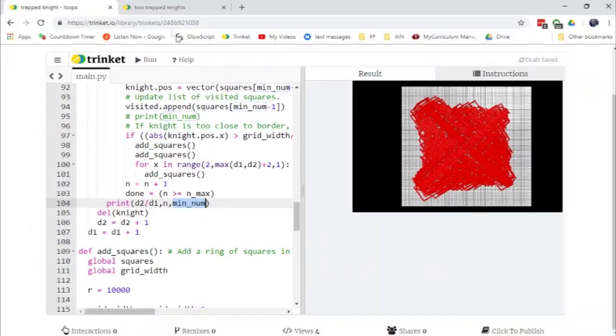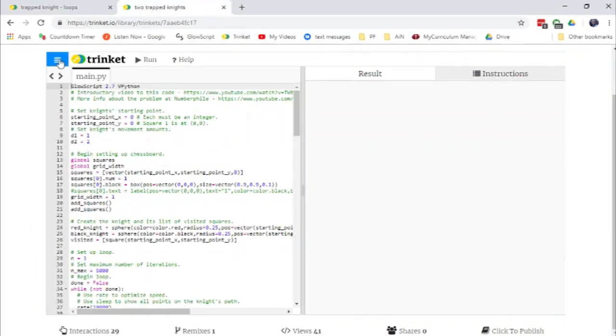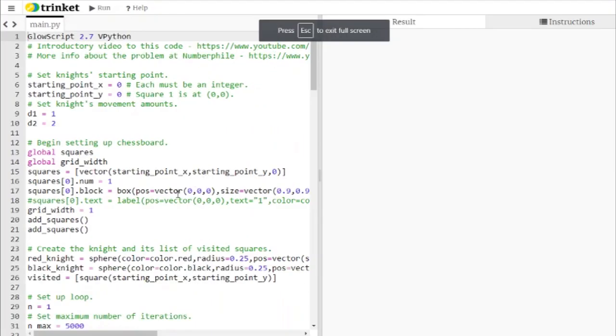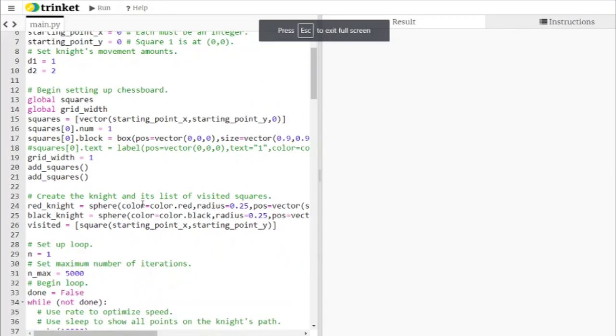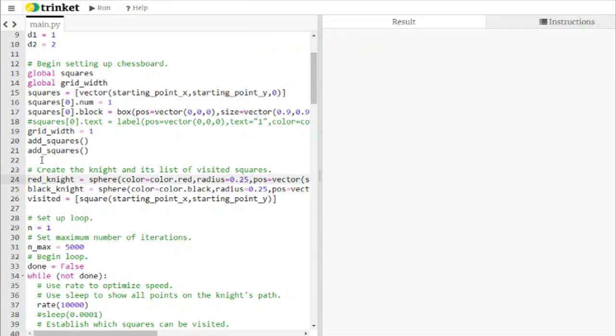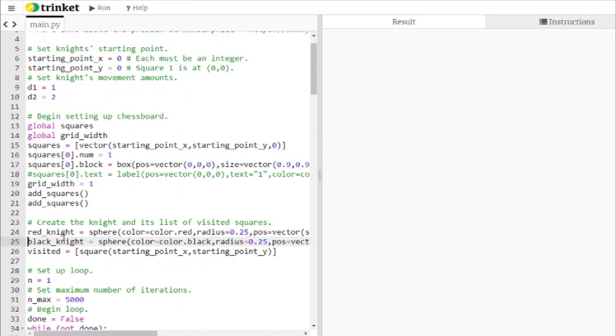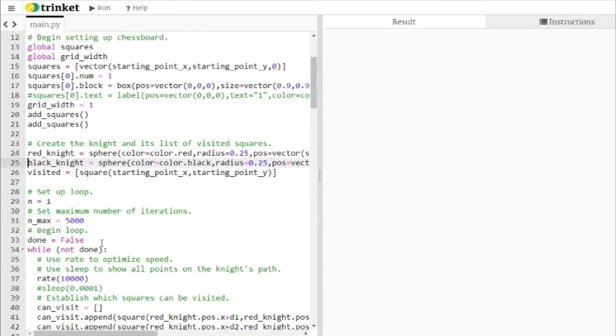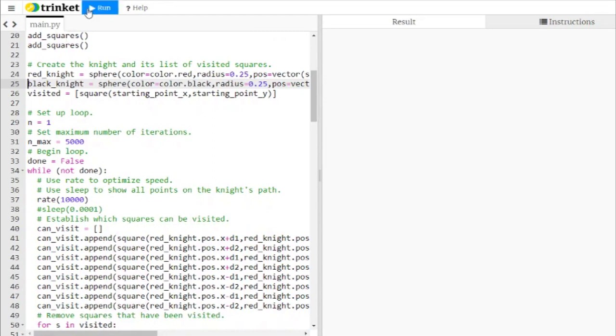Another fun variation I tried out. I've tried one that creates two trapped knights. So let me get this one up full screen for you. So this code, which I'll again make available in the description below, creates a red knight and a black knight. And we're going to use the standard knight movement rules 1 and 2. And basically, these two knights are going to share a common list of places they cannot visit.